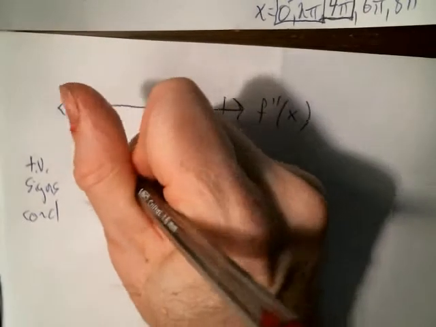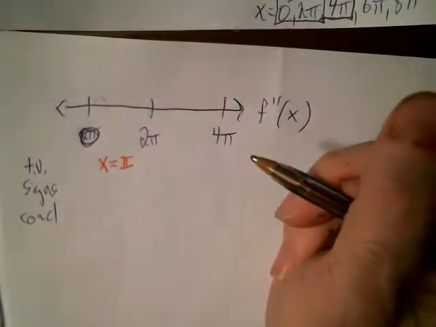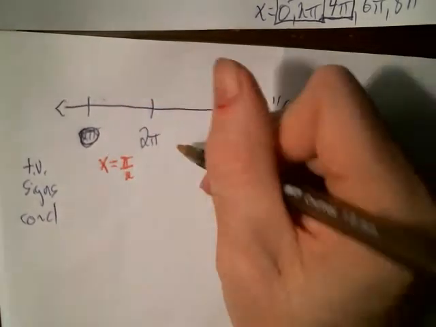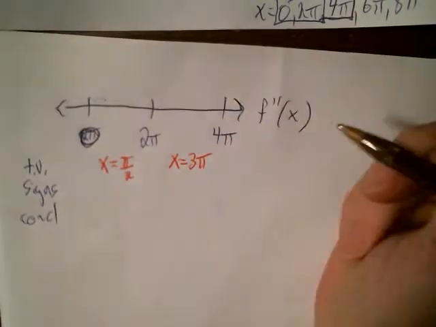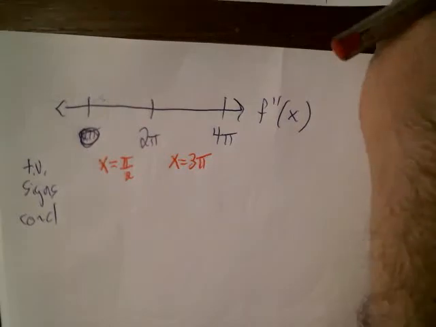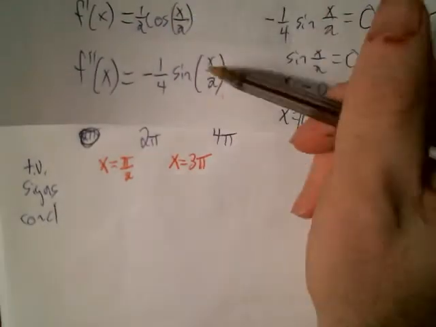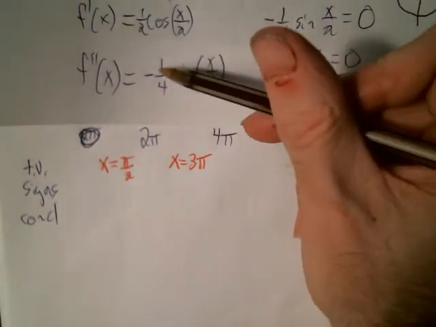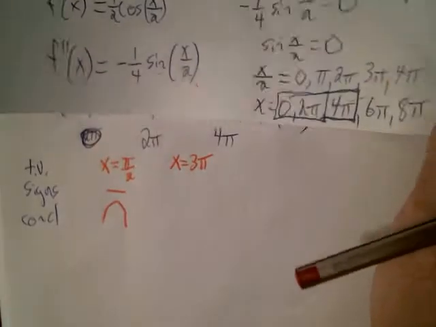Okay. So you probably want to use something like x is pi over 2, yeah, that'll work, pi over 2. And then x will say 3 pi in there. So when I put pi over 2 into the second derivative, I'll have negative 1/4 sine of pi over 4. Sine of pi over 4 is positive, times a negative is negative. So I conclude it's concave down.